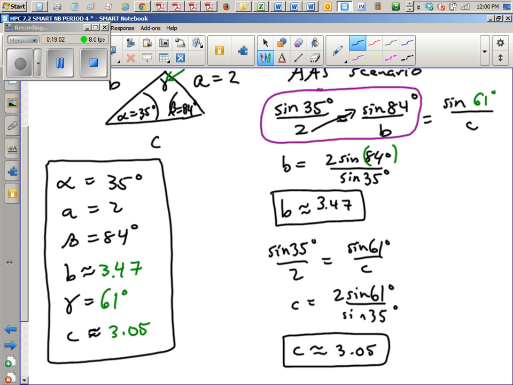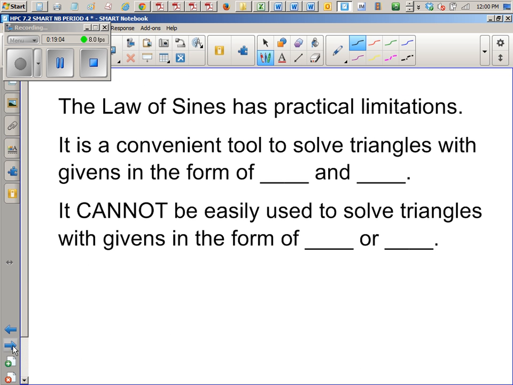All right, let's go on to ask about limitations of this law. So we said it's really good for that AAS problem we just did. It's also really good for ASA. It is mainly used for AAS and ASA. Okay? It is not good for SAS and SSS type problems. It is not useful. You might say, why is it not useful? It's just hard to solve.